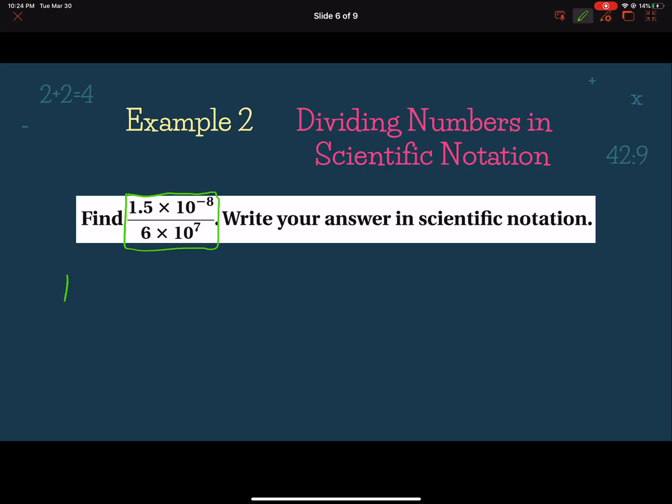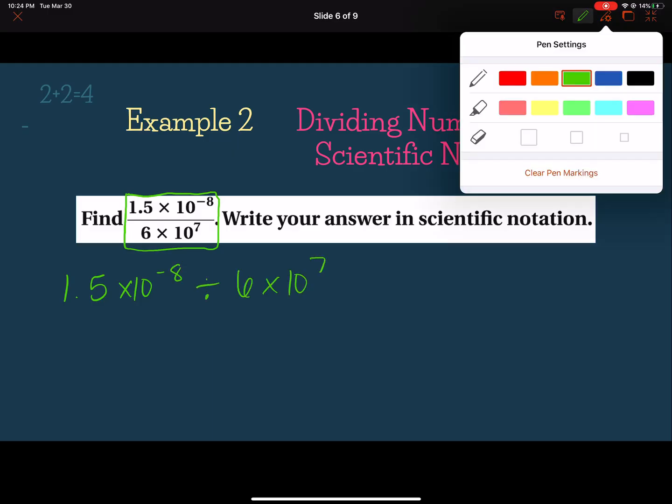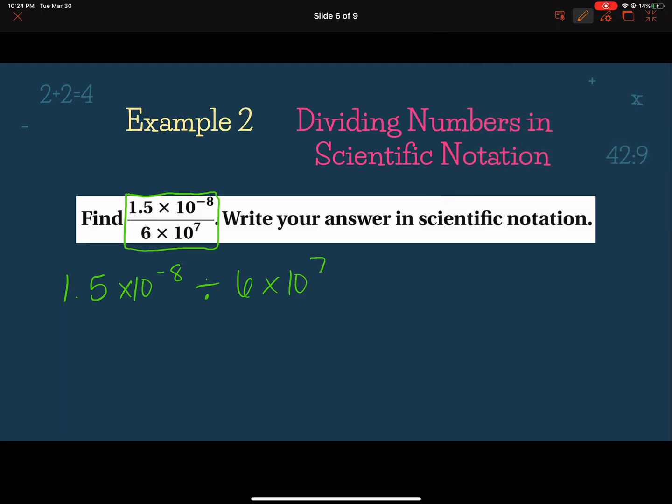If you type in this right here, 1.5 times 10 to the -8th divided by 6 times 10 to the 7th, this is not going to give you the correct answer. What this reads here, if it follows the order of operations, is it's going to take this first number and just divide by 6. But it's not supposed to just divide by 6. It's supposed to divide by this entire thing.